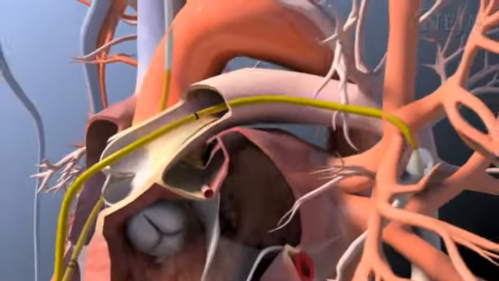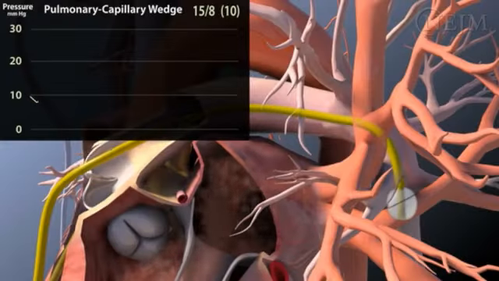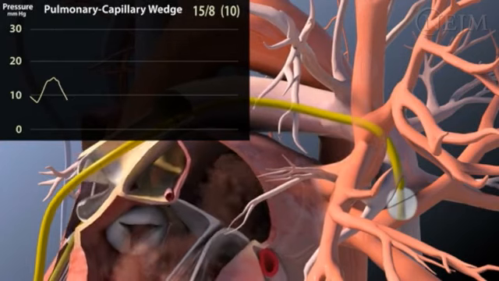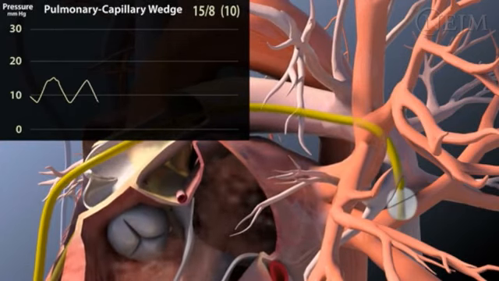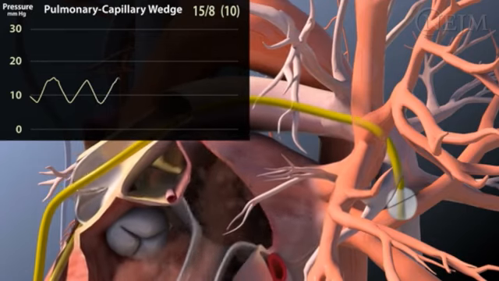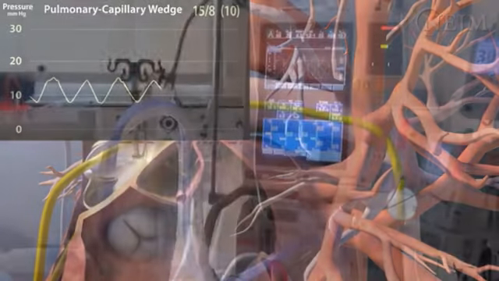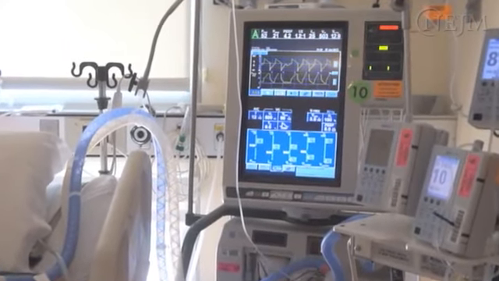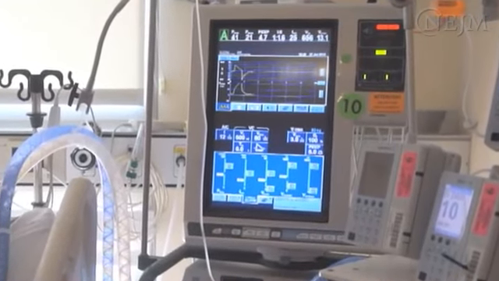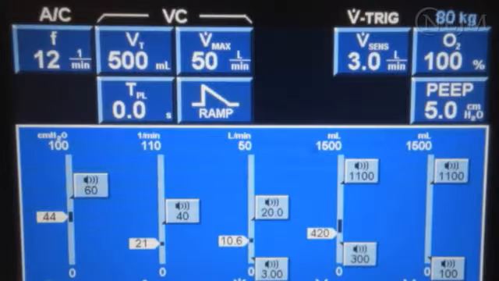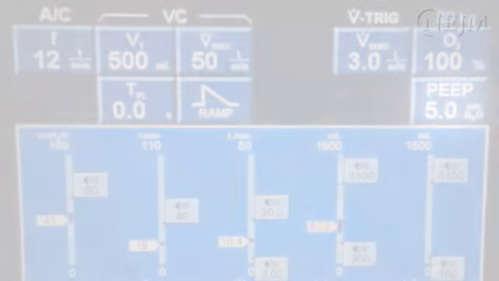Continue to advance the catheter until the wedge pressure waveform is transduced. This waveform is similar to that of the right atrium, except that greater variation may be noted with respiration. Instruct your assistant to write down the mean pressure at the end of expiration, whether the patient is breathing spontaneously or receiving mechanical ventilation. Note that in mechanically ventilated patients, positive end expiratory pressure, or PEEP, may increase the measured wedge pressure. However, when the PEEP is less than 10 centimeters of water, the effect is typically negligible.